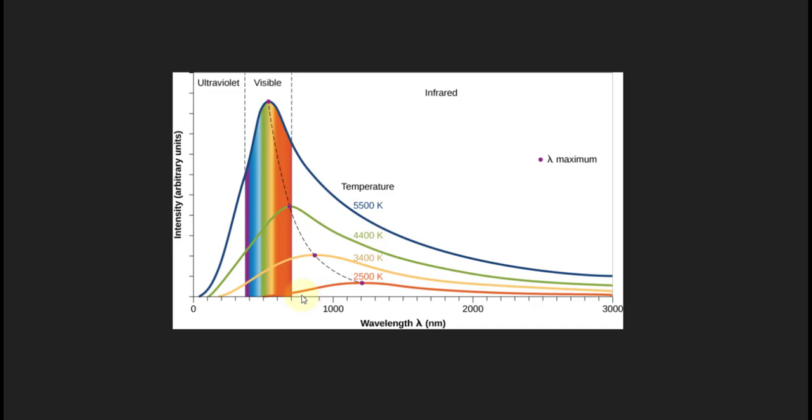So this object, because it releases some visible photons here, it's going to appear to be red. This object appears to be more orangish, reddish. This one here also appears to be more orangish, reddish, but it's giving you a lot of yellow and green and blue, so it's going to appear to be more and more lightish yellow. At 5500 degrees, it's going to appear to be more whitish yellow.